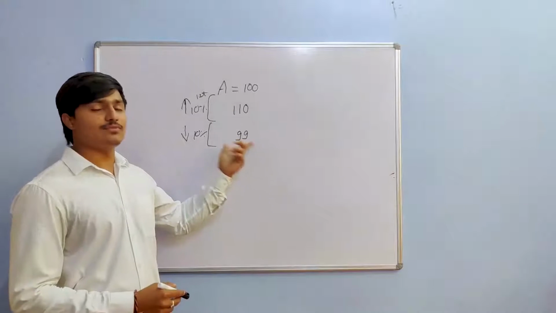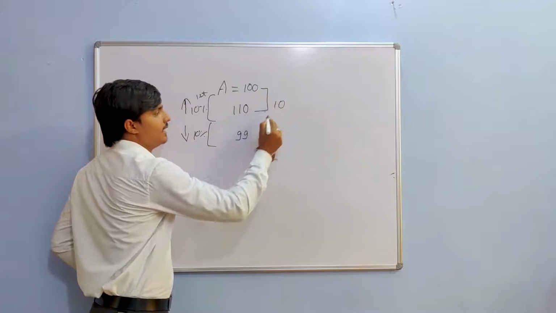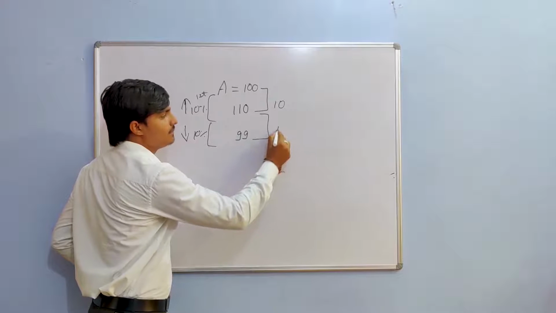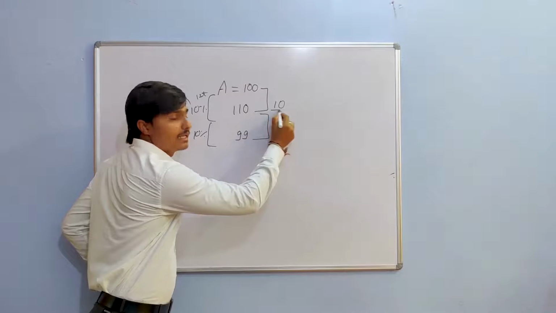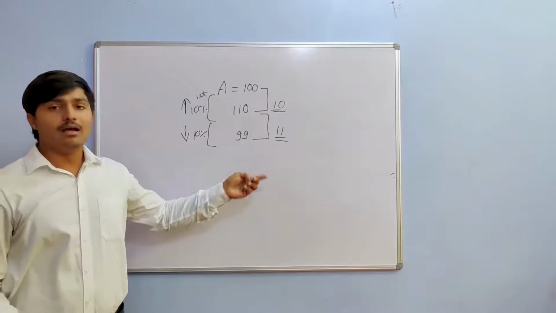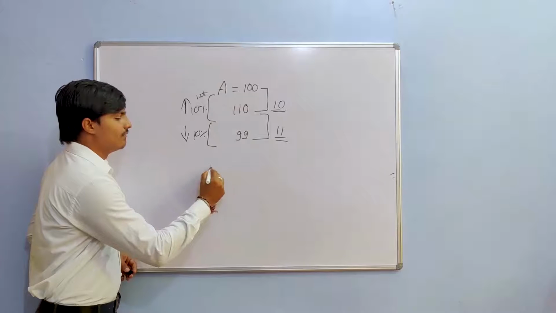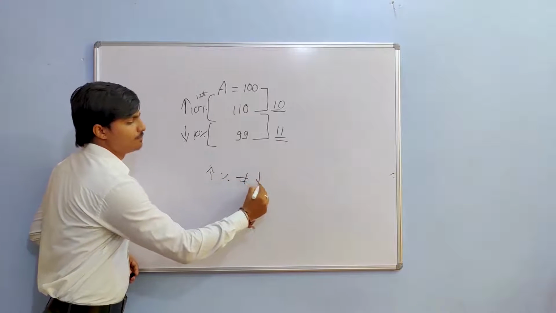By analyzing this, we can say that here the value increases by 10 and here the value decreases by 11. This is the increased value and this is the decreased value, which are not equal. From this we can conclude that increased percentage will never be equal to decreased percentage.